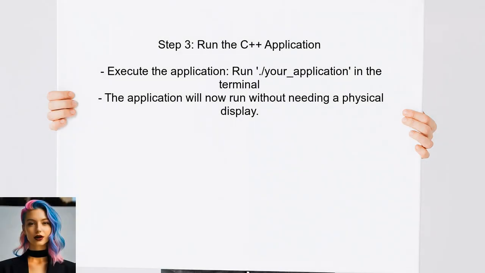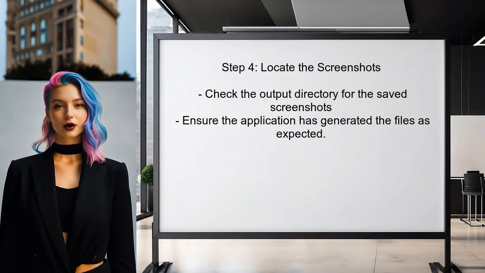After setting up the virtual display, the user can run their C++ application as usual. The application will now use the virtual display instead of requiring a physical monitor. Finally, once the application has run, the user can find the screenshots saved as intended. This method allows the user to bypass the display error without needing to forward X.